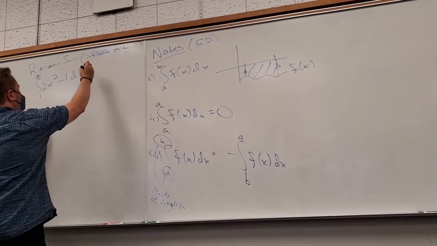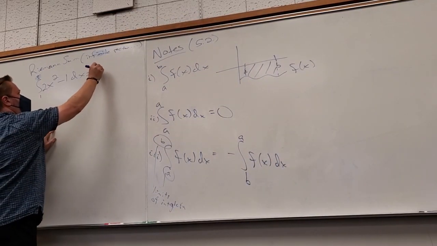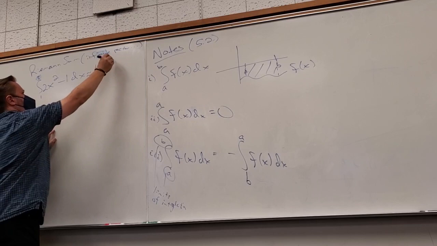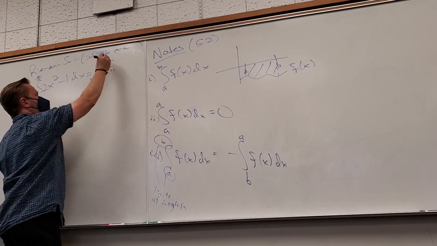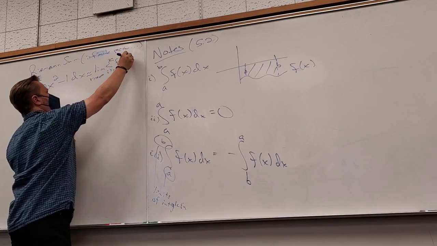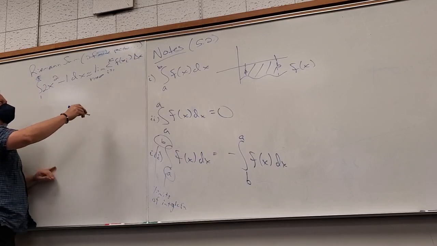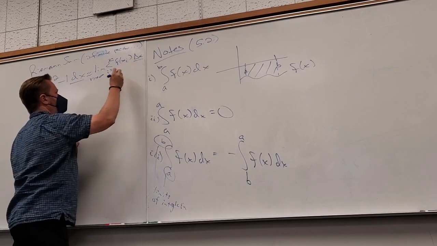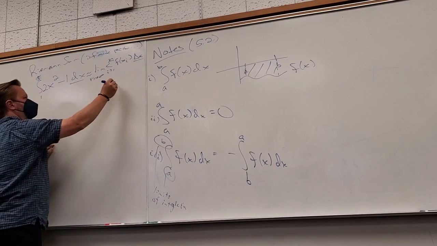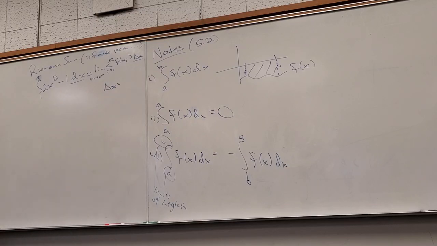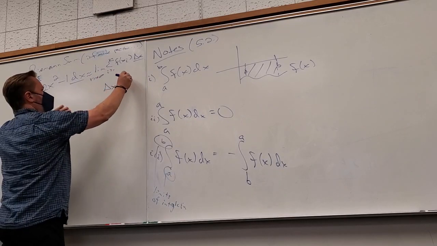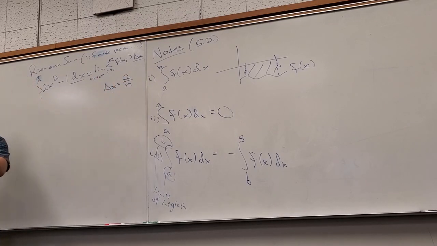Right, so I'm going to approximate this with this thing. So this would be perfect, and we're going to approximate. So what is delta x? What is a and b? It'll be 3 minus 1 over n, so 2 over n, there's delta x.